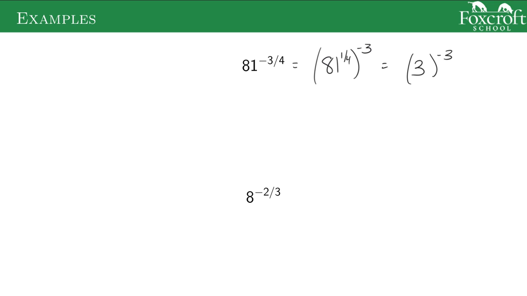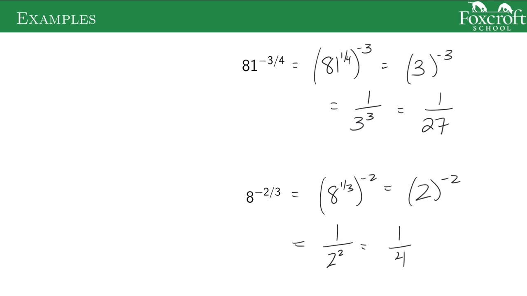Now we have the negative exponent, so that's going to be 1 over 3 to the positive 3. And then 3 cubed is 27. All right, so that is 1 over 27. All right, so go ahead and try this final one on your own.